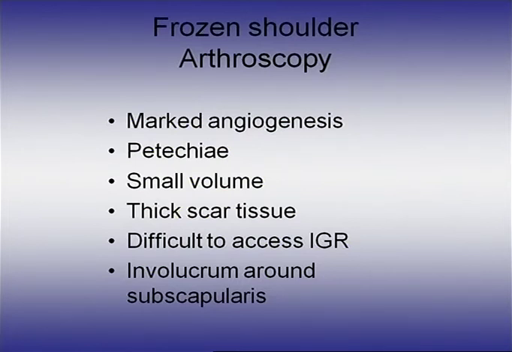As you study the shoulder when doing arthroscopy, you find a marked angiogenesis of the shoulder. There are petechiae. The joint capsule has been reduced. There is thick scar tissue, and it's difficult to access the inferior recess. And around the subscap, you have lots of loose tissue.